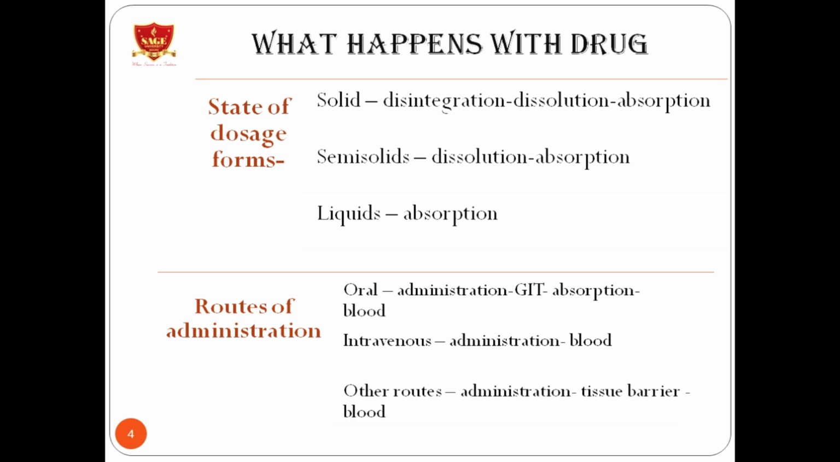Now, the second parameter is route of administration. An orally administered drug first goes to the GIT, then after absorption goes into the bloodstream. If the drug is administered intravenously, it directly reaches the systemic circulation, the blood. If the drug is administered through other routes like oral, rectal, topical, the drug has to pass tissue barriers. There are various tissue barriers. The drug has to cross those tissue barriers to reach the systemic circulation.